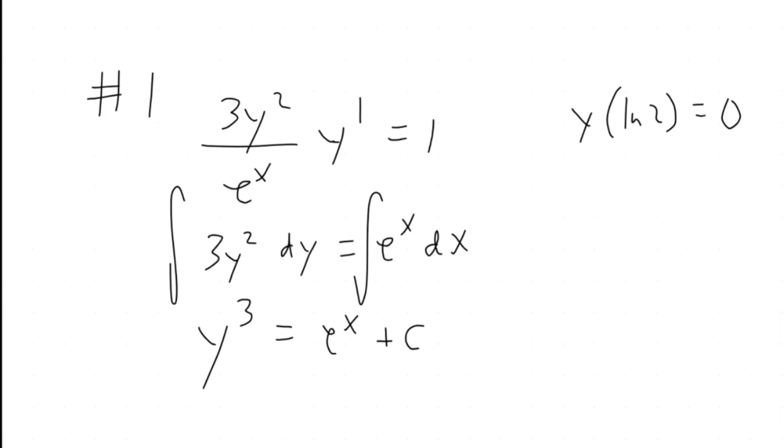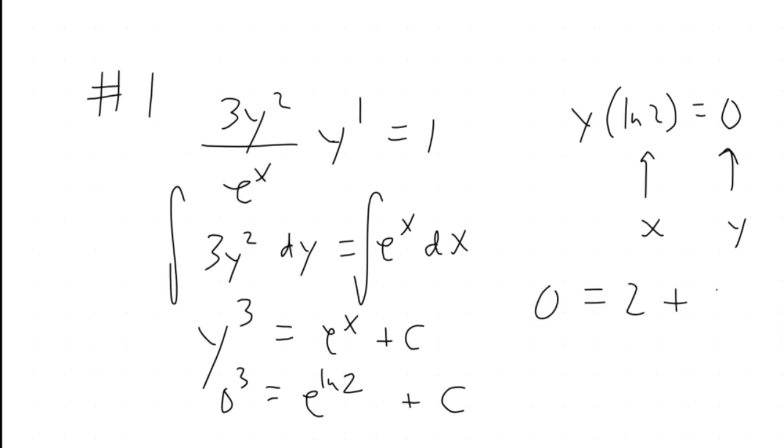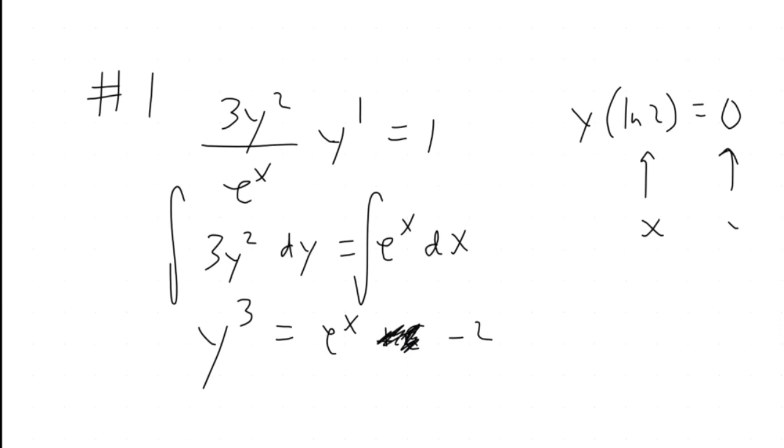Find c. So we can plug this in for x and this in for y. So we'd get 0 cubed equals e to the power of natural log 2 plus c. Calculator, e to the ln 2 is just 2. So 0 equals 2 plus c. So if you subtract this over, c is negative 2. And then solve for y.